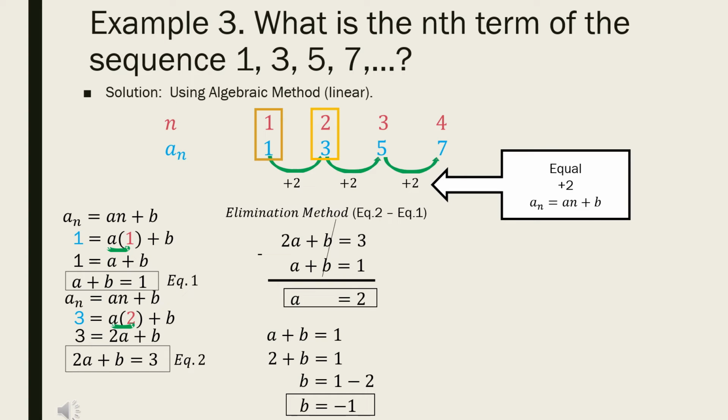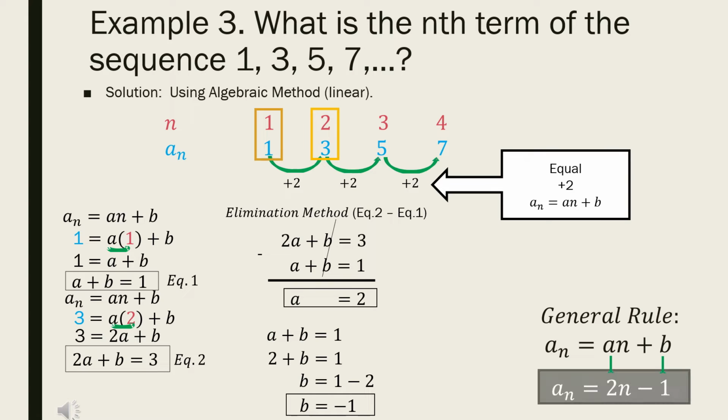So from there, we have the value of a, which is 2, and the value of b, which is negative 1. Substitute the two values in our general rule. This would be our last step. So our a is 2, write it down there, and then b is negative 1. So we have minus 1. Thus, our general rule is a sub n is equal to 2n minus 1.